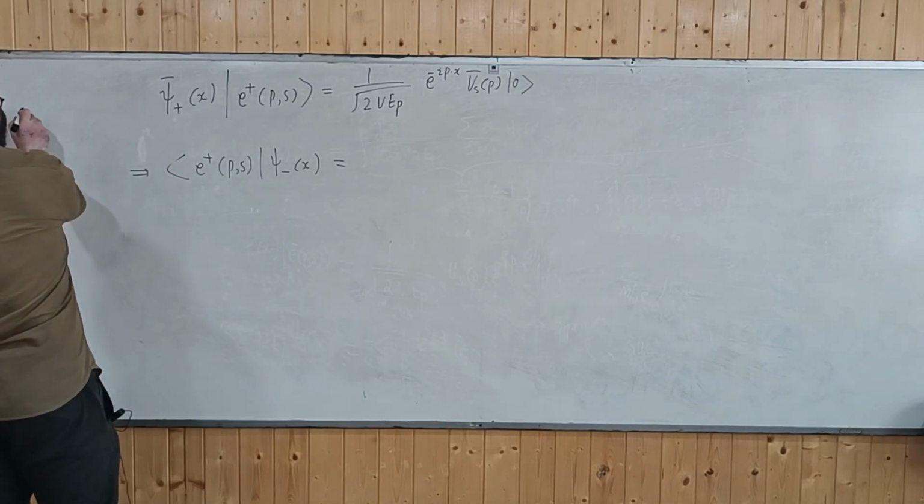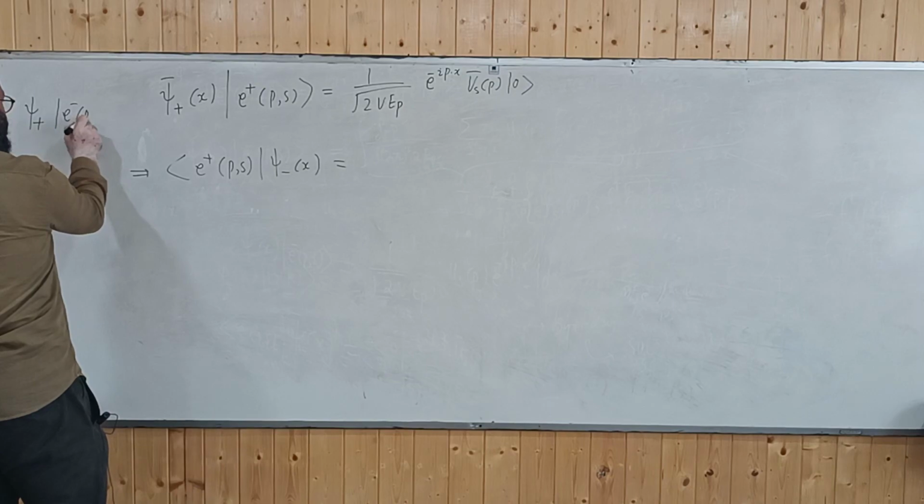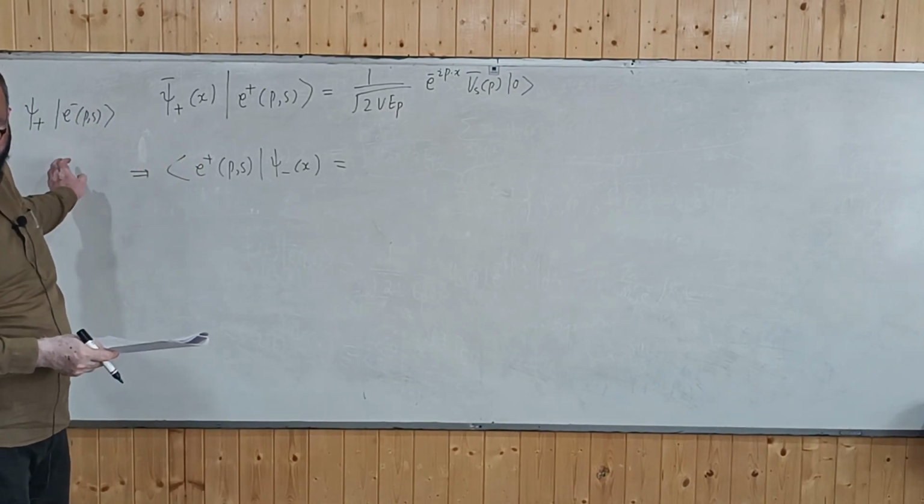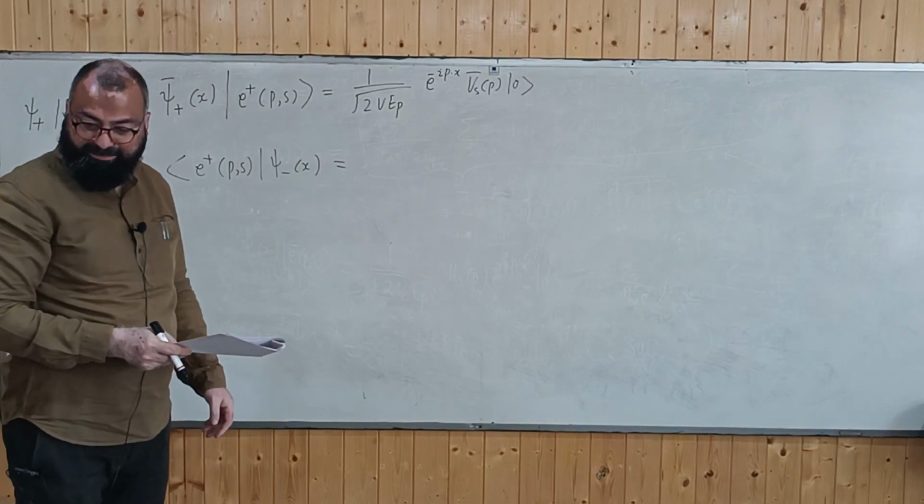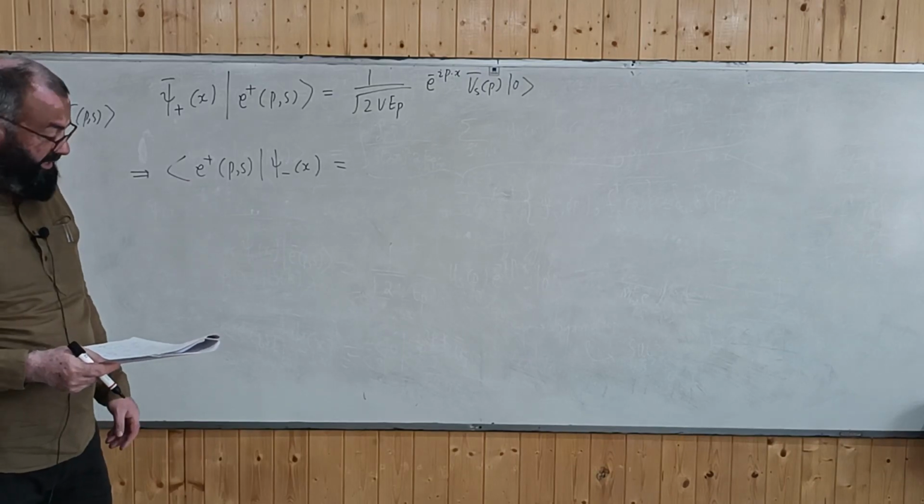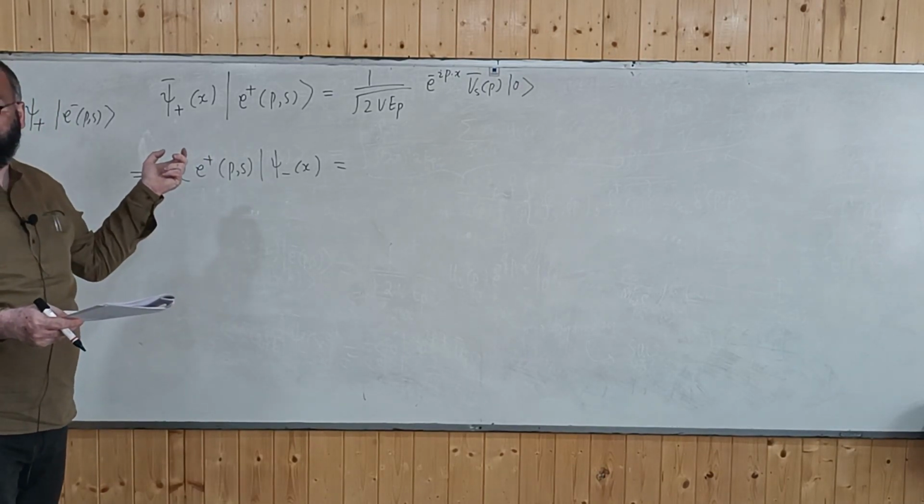Psi plus acts on this electron. I'm sorry, it is psi plus, and everything else is the same. The rest is the same, and then when you take the conjugate, that will be psi bar minus.